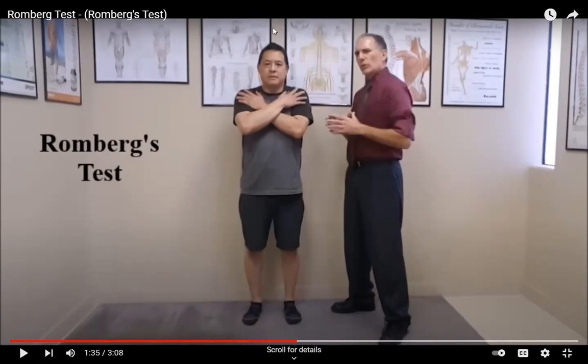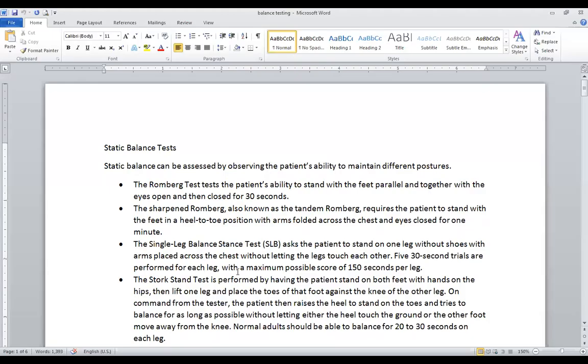So first is Romberg and second is sharpened Romberg. Then next is single leg balance test. So here again, in the same position, you need to ask the person to lift the leg forward and keep it in such a way that it is not touching the floor.